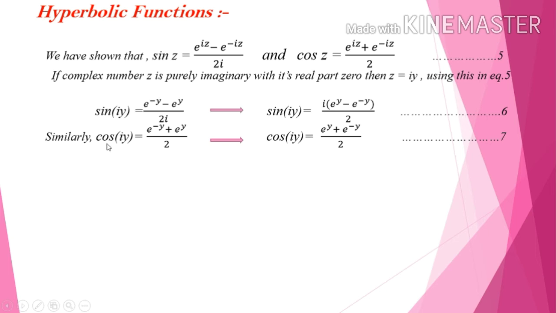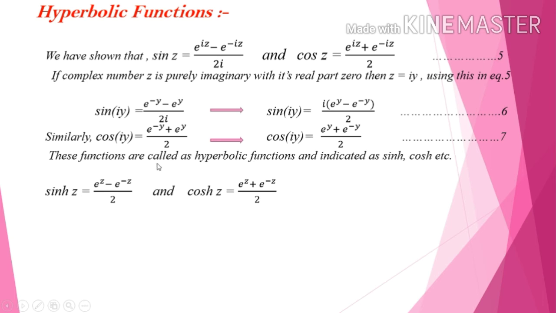Similarly, cos of iy equals e raised to minus y plus e raised to y divided by 2. That gives cos of iy equals e raised to y plus e raised to minus y divided by 2. Call it equation 7. Now these functions are called hyperbolic functions, and indicated as sinh or cosh, etc.